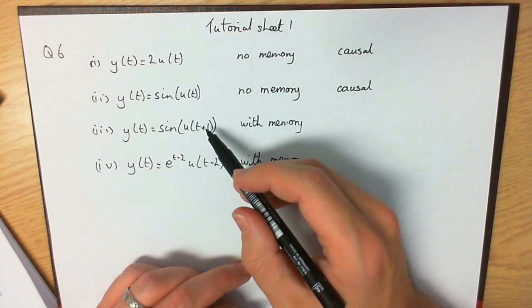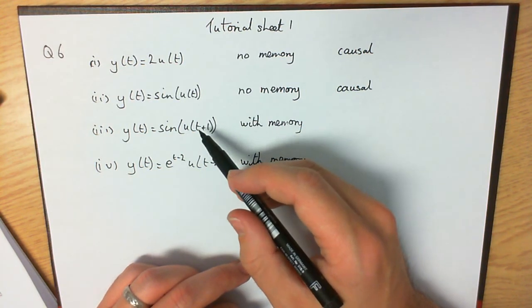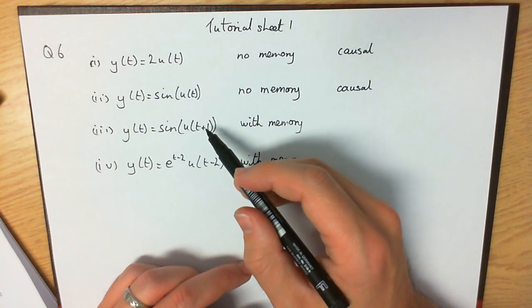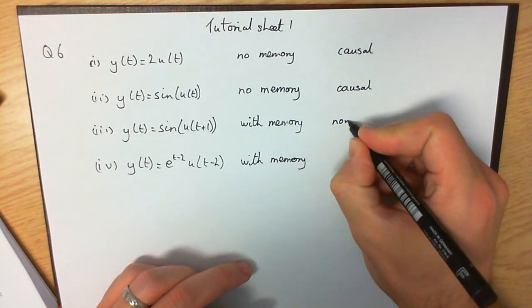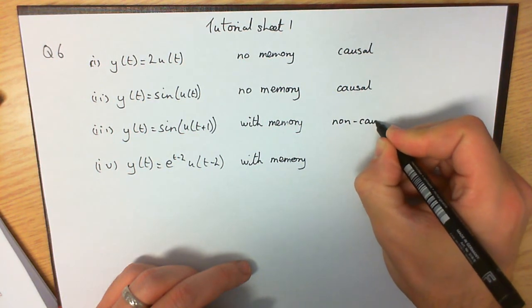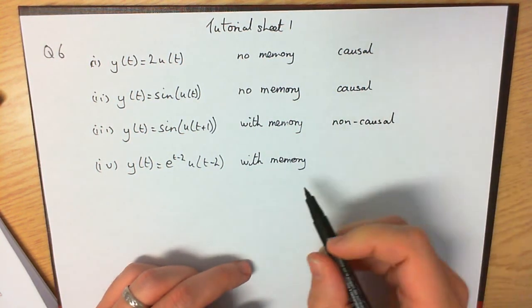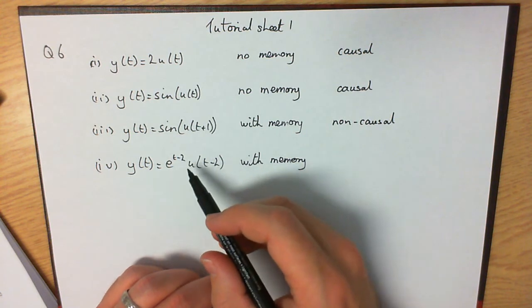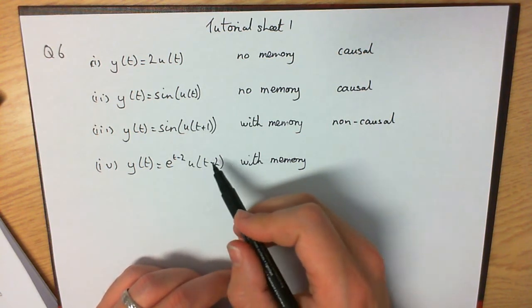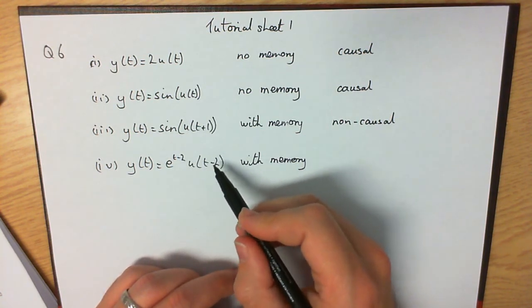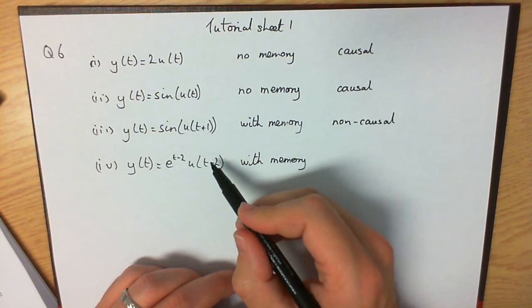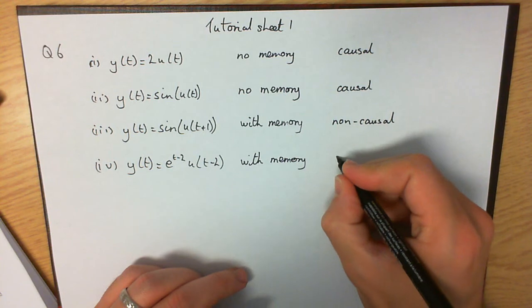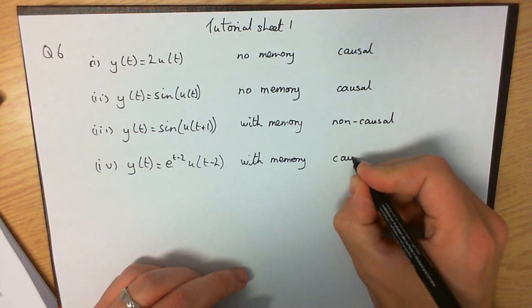This function is using future time because it's t plus 1. So it's trying to use information that's occurring in the future. So this is non-causal. And this last function, although it has memory, is using information from the past because it's t minus 2 in both cases. So this is causal.